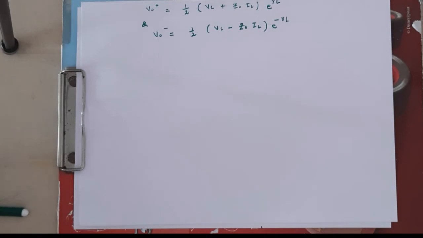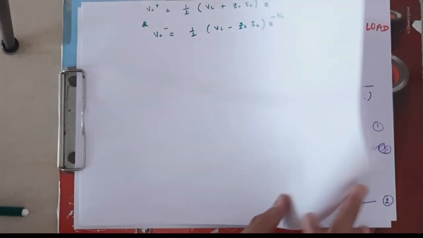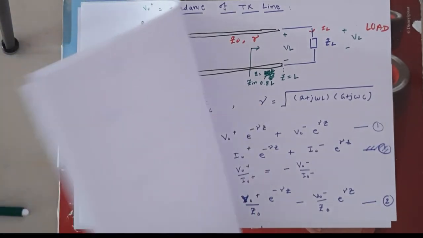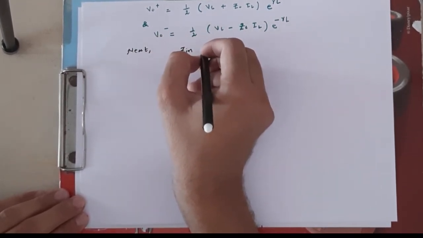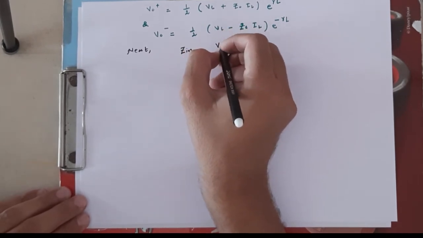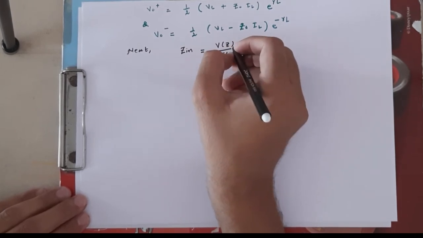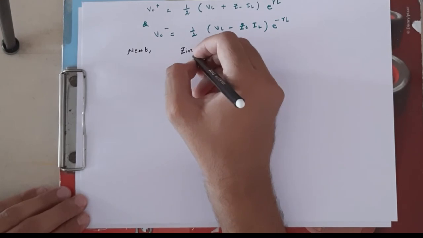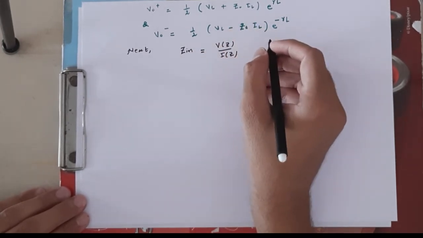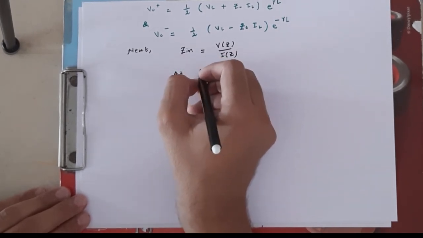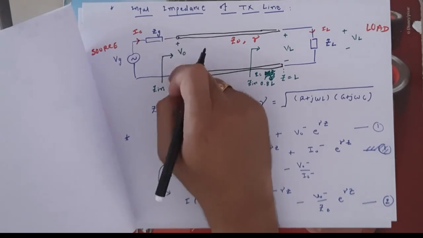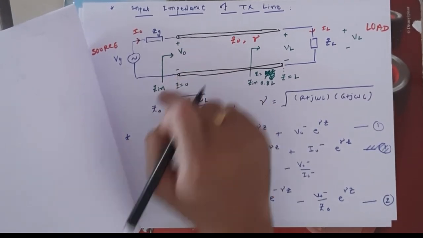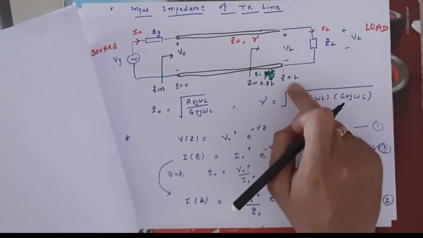Now we come to our main point: we have to find the input impedance at any point on the transmission line. Next we find the input impedance, which is Zin at any point on the transmission line, which is V of Z by I of Z, because Z is the length of the transmission line. So input impedance is a function of the transmission line length. At the generator side, that means at Z equals 0, it is known as generator side. At the load side, Z equals L, it is known as load side.